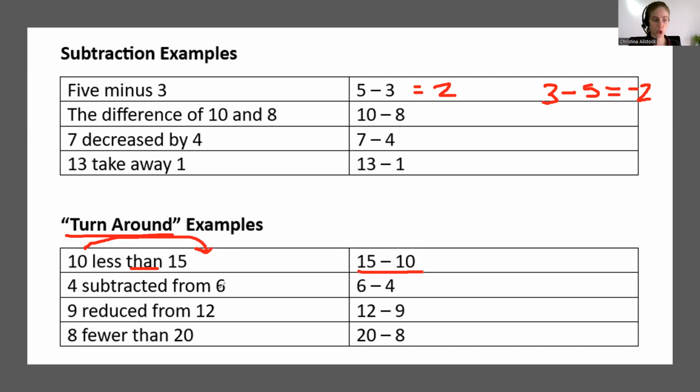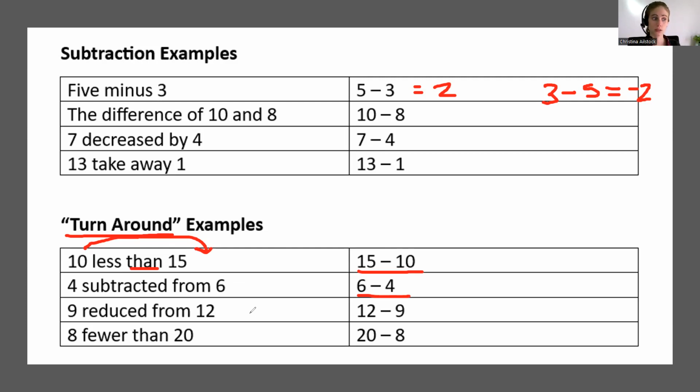Another example would be 4 subtracted from 6. Since it's telling us that the 4 is being subtracted from, that is telling us to turn it around, put it afterwards, making it 6 minus 4. And then 9 reduced from, or it could even say 9 reduced by.